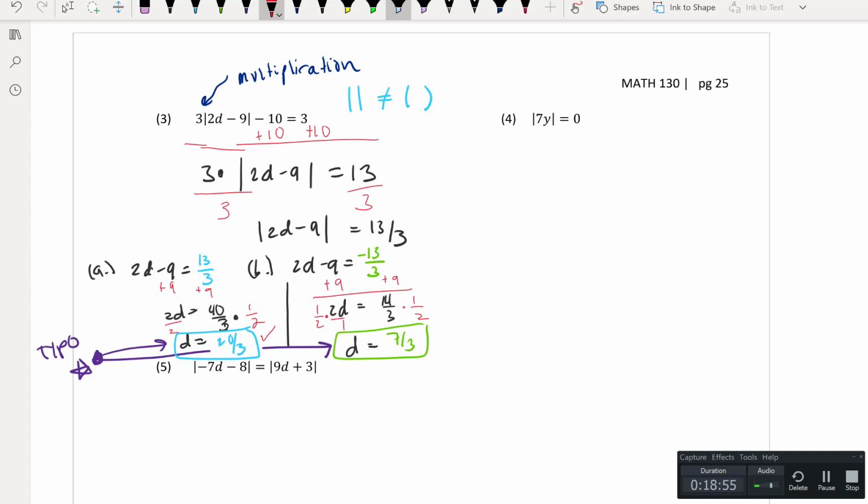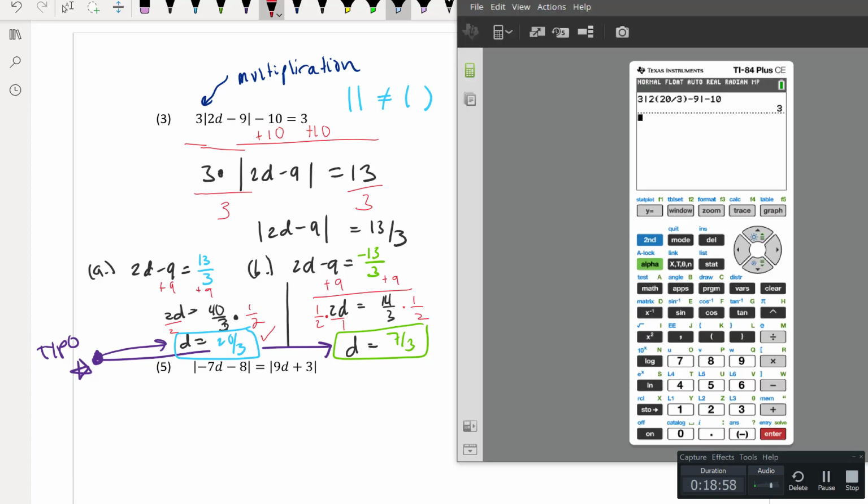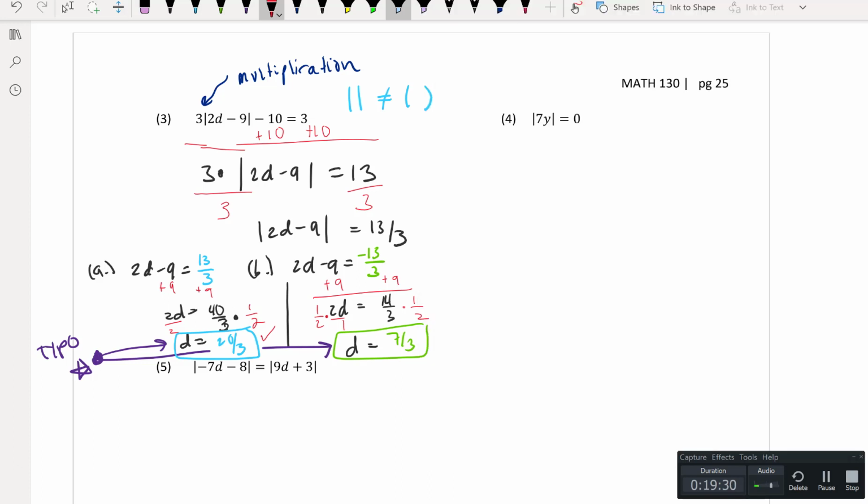So now let's try it with 7/3. I'm going to rewrite this. I have my 3 and then my absolute value of 2 parentheses, and now that fraction is going to be 7/3. I close that fraction, minus 9, and outside of the absolute value is minus 10. This should also equal positive 3. It does. Perfect. So now I know that both the answers that I just got work out.